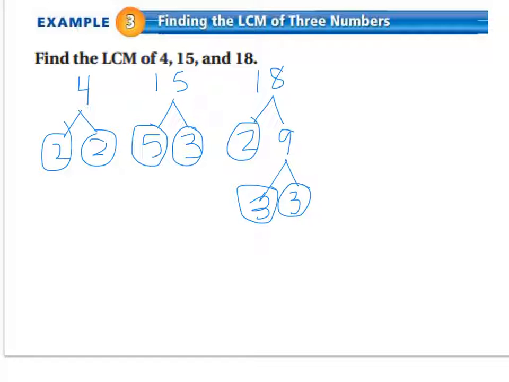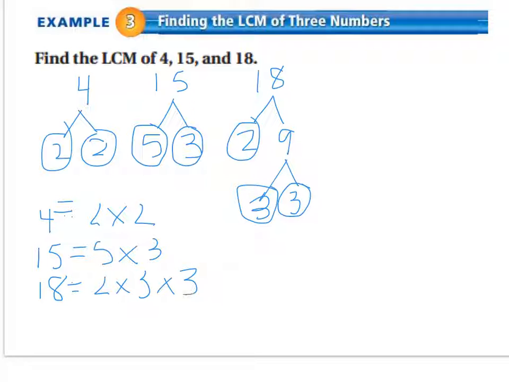It's easiest if I list them now. So for 4, it's 2 times 2. For 15, 5 times 3. And for 18, 2 times 3 times 3.